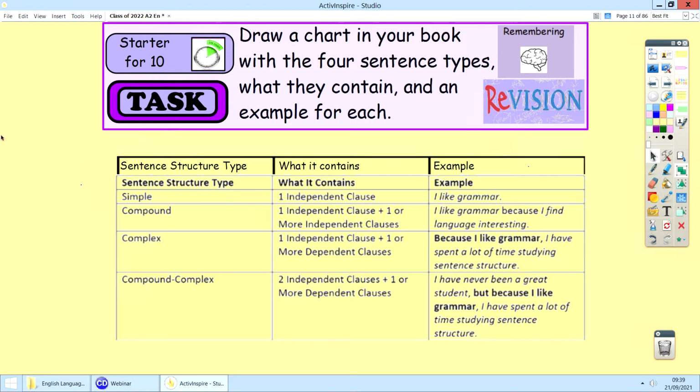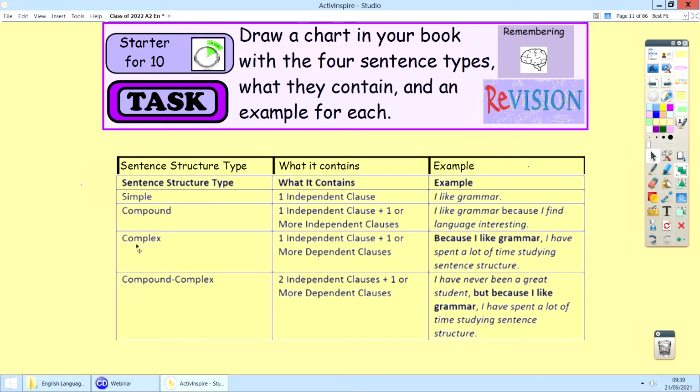So these are the answers then. A simple sentence is one independent clause, a clause all by its very self. I like grammar. A compound sentence is one independent clause plus one or more dependent clauses. I like grammar because I find language interesting. So I find language interesting would be a sentence on its own, but if we are going to link it to grammar, we need the because. There's the dependent clause here.